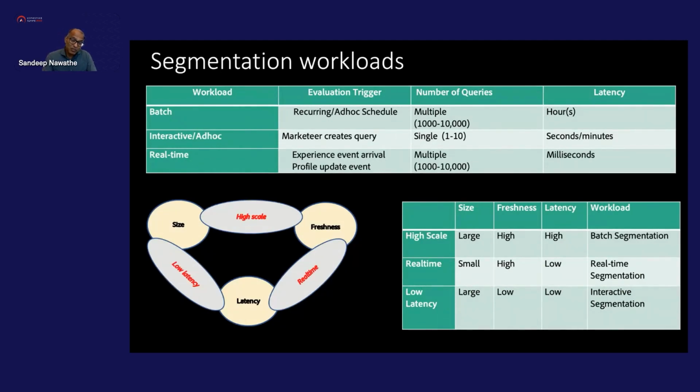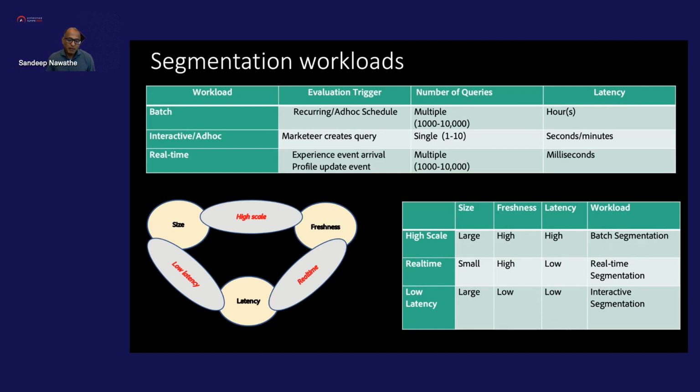Now let's look at the last one, which is the more important one for this particular talk, which is real-time segmentation. The trigger here is an incoming event, such as a person visits a website, which immediately causes a qualification. That's an experience event. A profile update event: if you looked at one of the queries, a person getting upgraded from gold membership to platinum is a profile update event that arrived. These are the triggers that cause the segmentation to start. The number of queries to be evaluated is again in the 10,000 range. Expected latency is very different: milliseconds. So now we start looking at how the workload characteristics and latency expectations are very different.